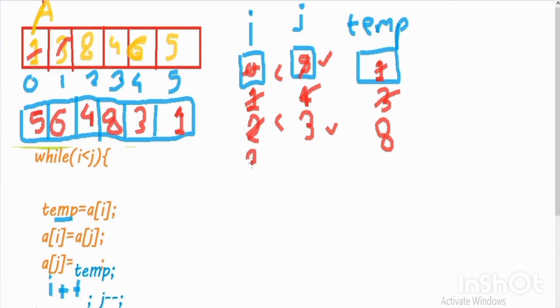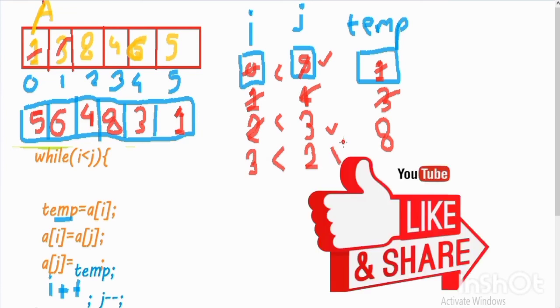Now i is incremented by 1, i becomes 3, and j is decremented by 1, j becomes 2. This time 3 is not less than 2, condition is false, it came out of the loop. Now check the resultant array: 5, 6, 4, 8, 3, 1. This is the reverse array of the previous array. I hope you all understand it. It is very simple. Now let's see the code.